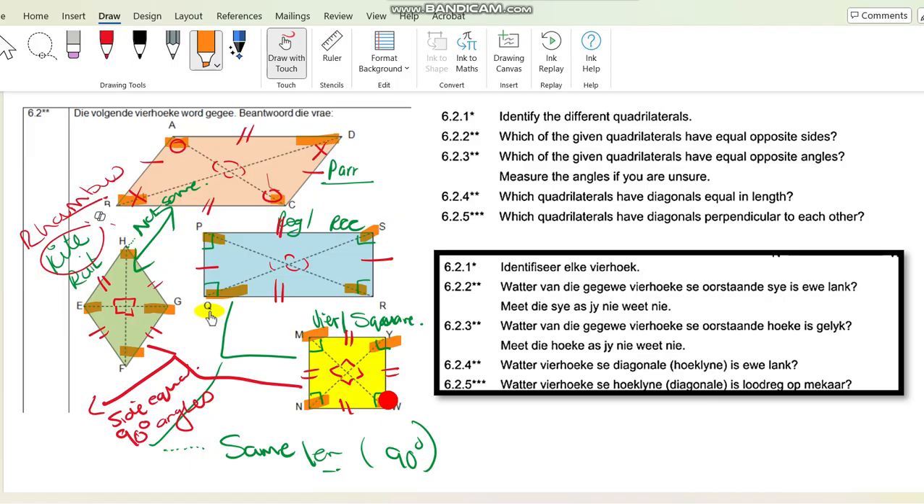Number 4, which have diagonals equal in length? So watter se diagonale hoeklyne is ewe lank? Dit sal dan wees die reghoek en die vierkant, the rectangle and the square. Then number 5, which of these have perpendicular diagonals? Watter het loodregte diagonale lyne? We also did that. So we can very easily also say that it's the rhombus or the kite and then also the square. So finish your questions and then we'll move on to the next.